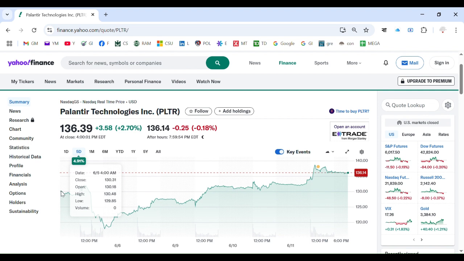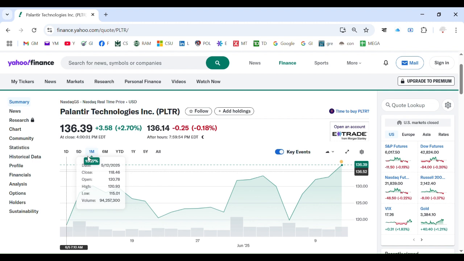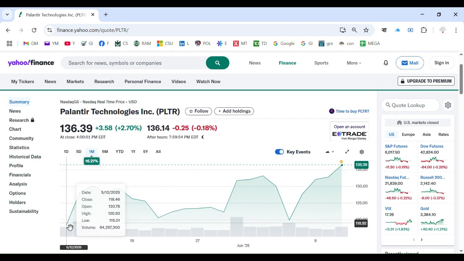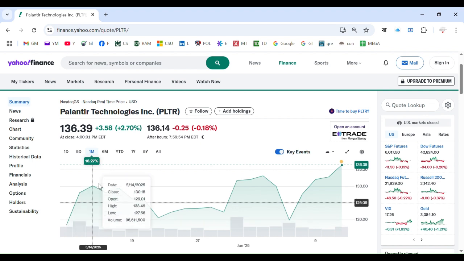$130.31 to $136.39, which is $6 higher, about 5% higher in a 5 day span. So what about 1 month? In 1 month PLTR rose by about $18, from $118.46 to $136.39. So it is an uptrend in the 1 month period.